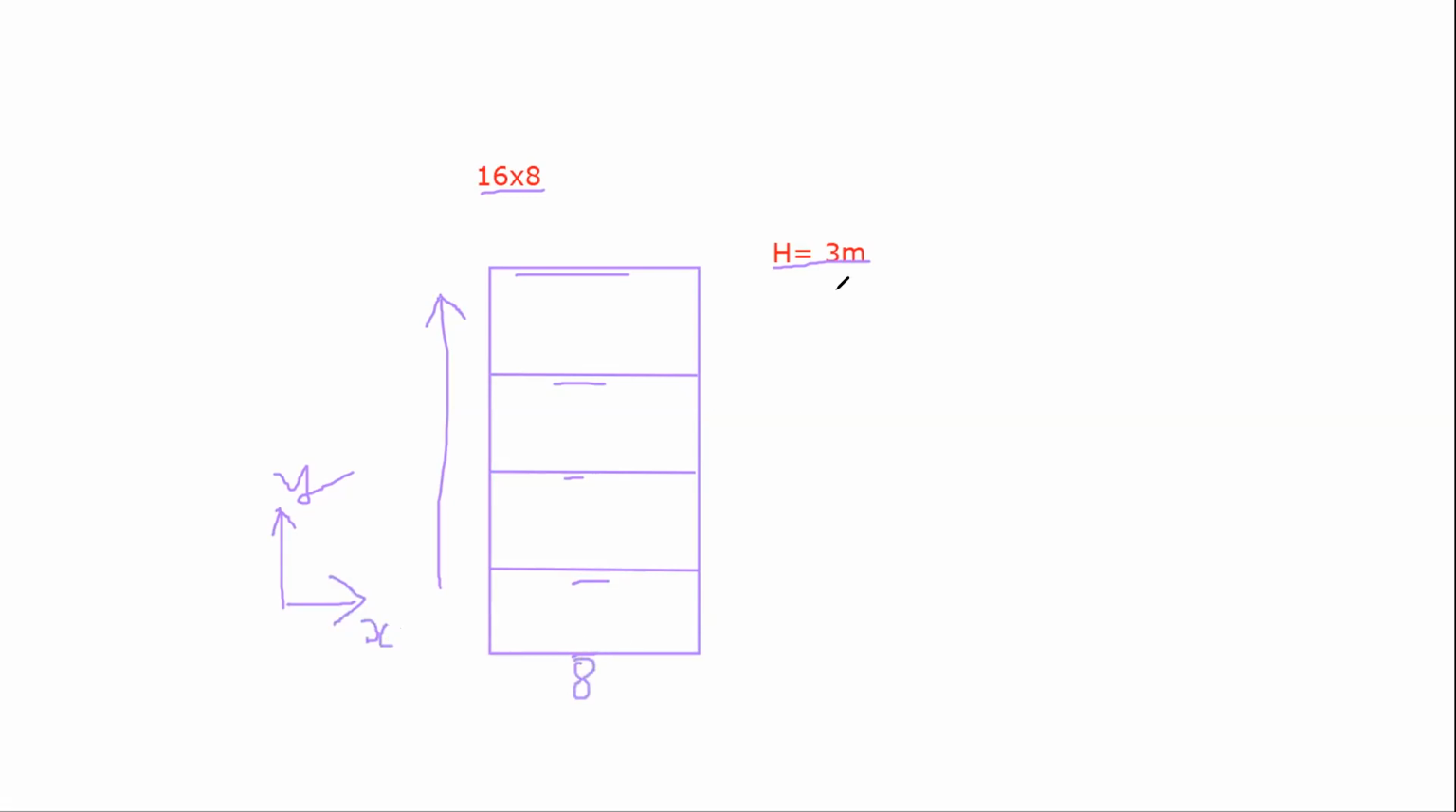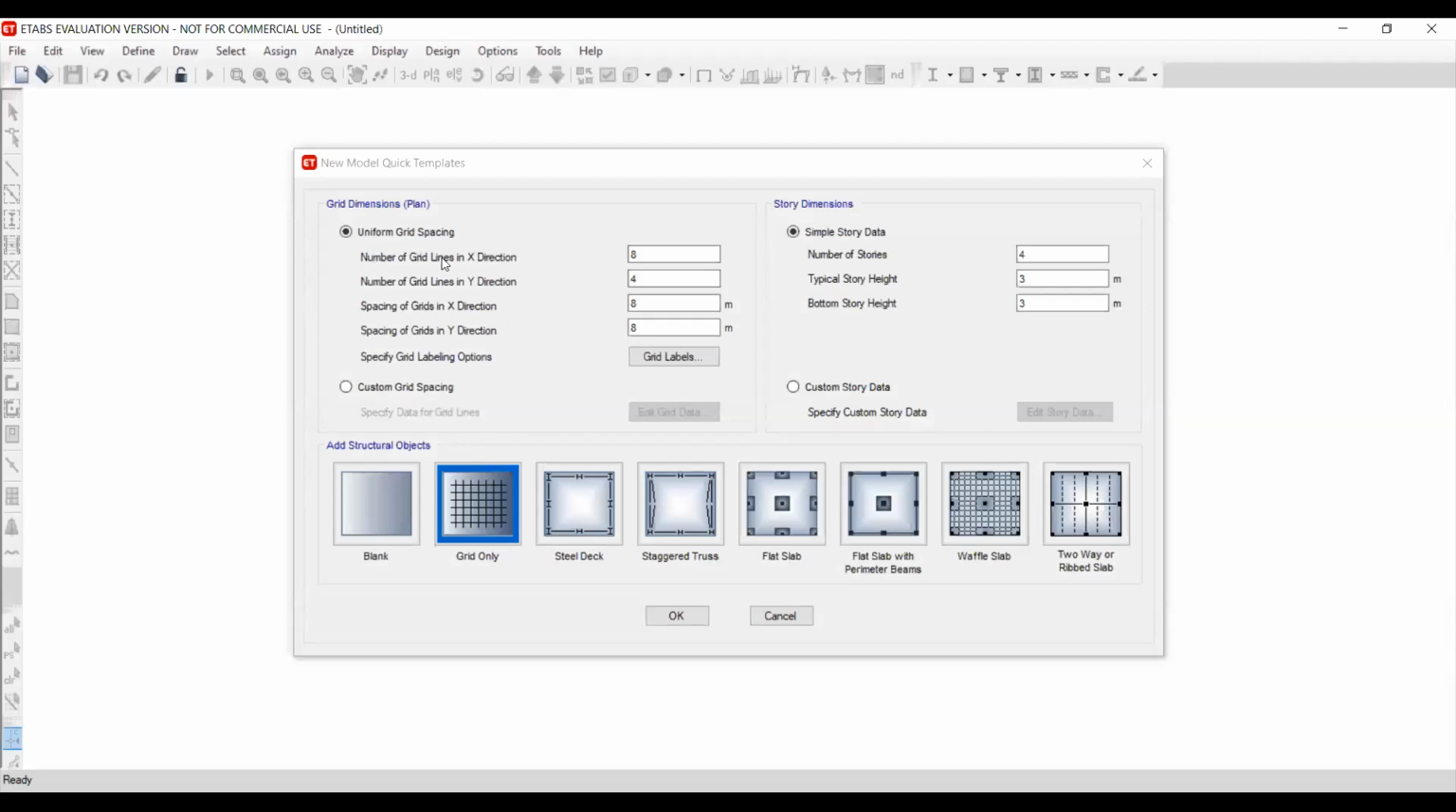I'm keeping the number of grids in the x-axis as only 2 grids. Okay, 1 and 2. Number of grids along the y-axis is 5, and spacing of grids along x is 8 meters, and spacing of grids along y is 4 meters.